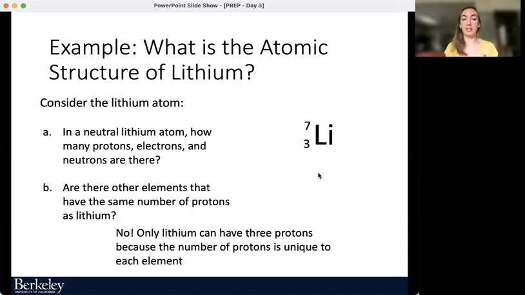And then only lithium can have 3 protons, because that is the definition of lithium. A lithium atom has 3 protons. If it had 4 protons, it would become beryllium, I think. It would then have 4 electrons, and it would behave totally different because it has a different number of electrons. We'll talk about electrons and properties a little bit later, but the takeaway here is that protons define the type of atom that I have, or what element we're working with.